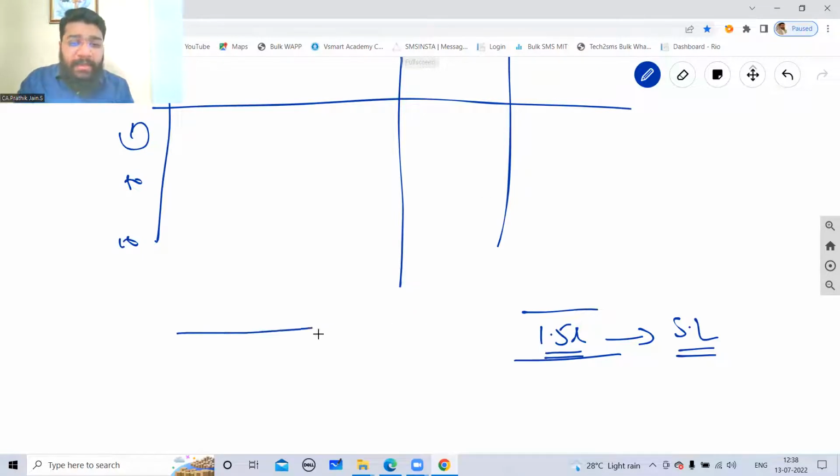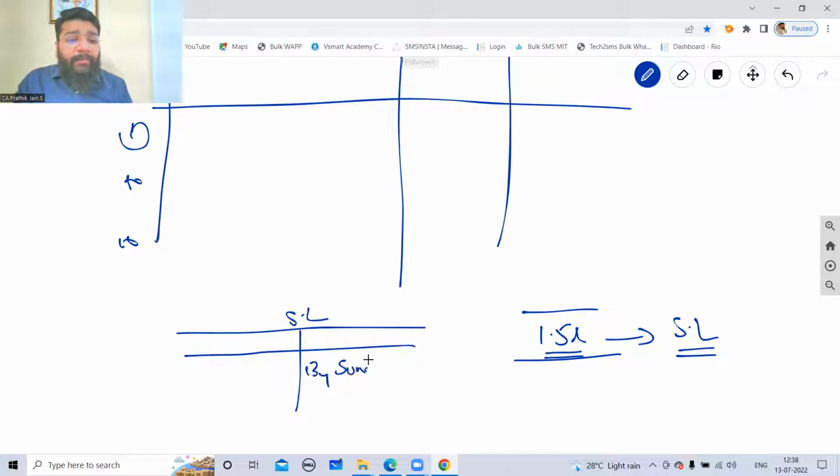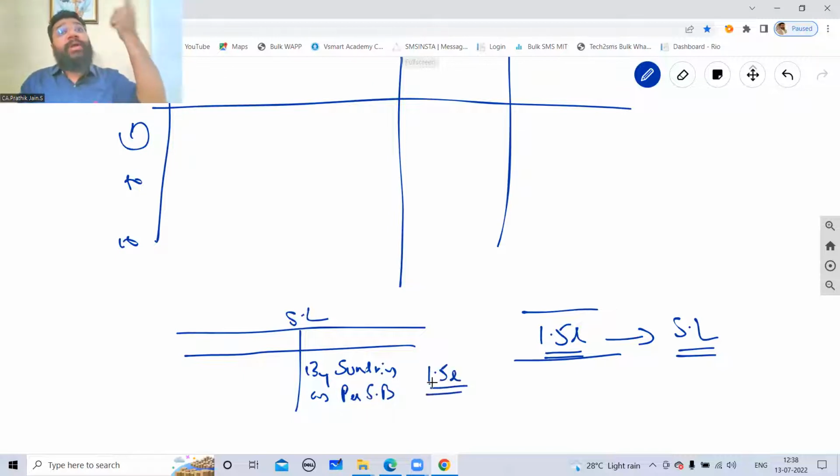So when you created a sales ledger, guys, what was the posting? By sundries as per sales book, 1.5 lakh. Total sales you recorded. You did not record the individual sales.